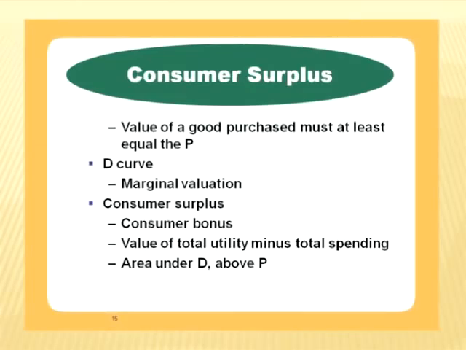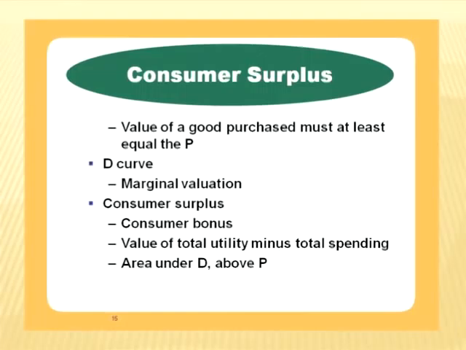As a result of this, one of the things that we discover is that some of the goods that we purchased along the way, we actually got some extra value. We actually got more utility per dollar than we ended up having to pay. We got a marginal valuation or an additional enjoyment above the price that we had to pay for. And this is known as consumer surplus. It's a kind of a bonus.